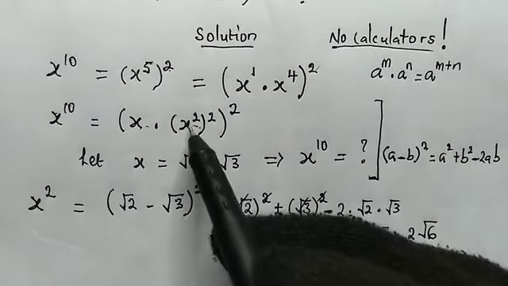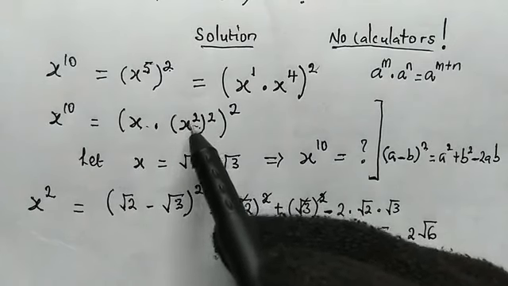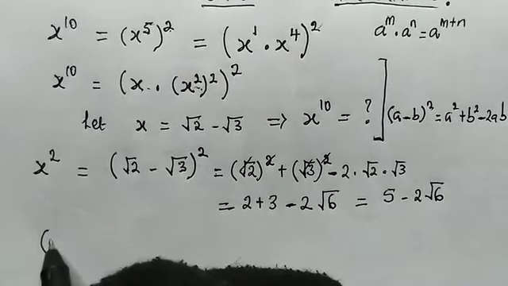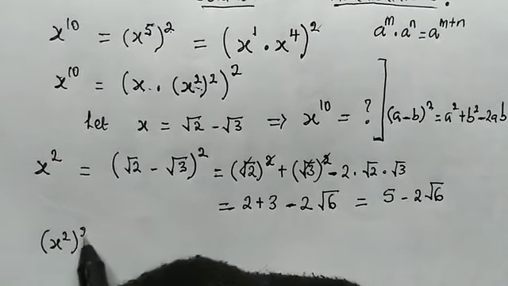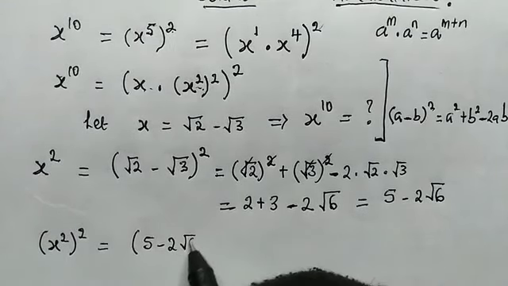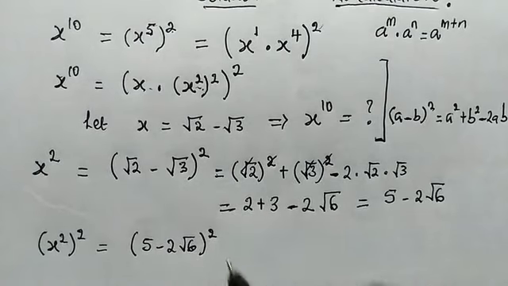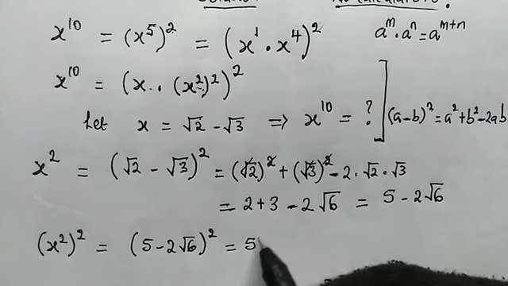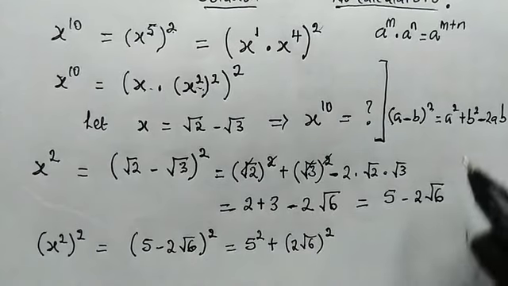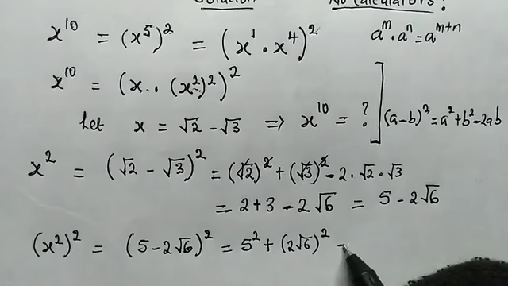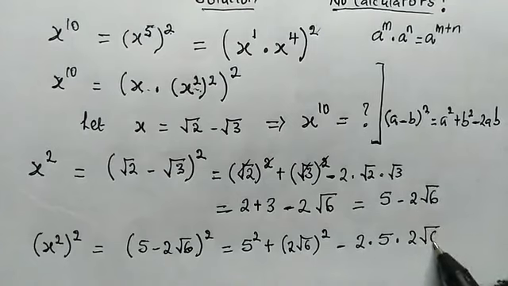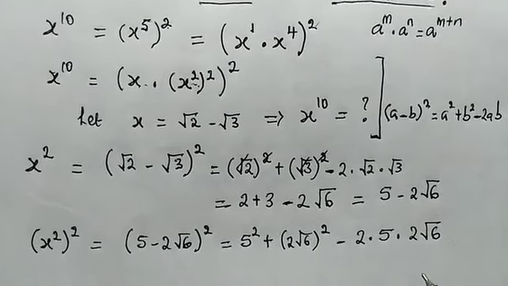Now, following this equation, we have found this x to the power of 2 right over here. So the square of x to the power of 2 is the next thing to find. So here, the square of x to the power of 2 will be equal to 5 minus 2 root 6 all squared, right? So this will be equal to 5 squared plus 2 root 6 squared, according to this property here, then minus 2 times 5 multiplied by 2 root 6, right?